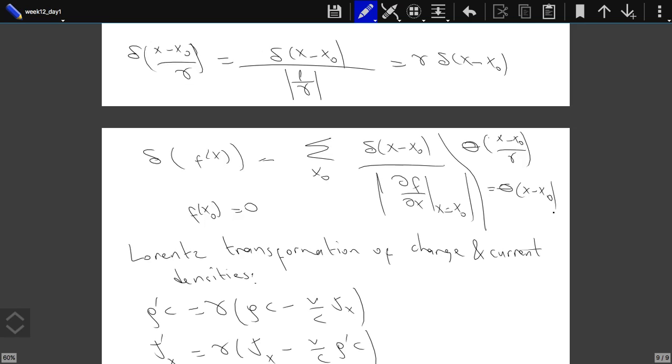Or if you like, given that very small volume charge, you can just treat it as a sum of point charges. And the charge density corresponding to each one of these point charges acquires this factor gamma. Whichever interpretation you like.